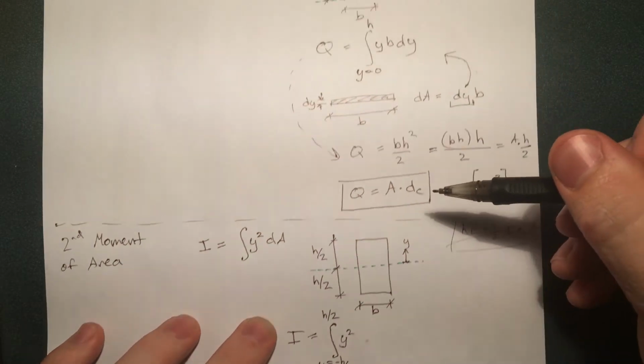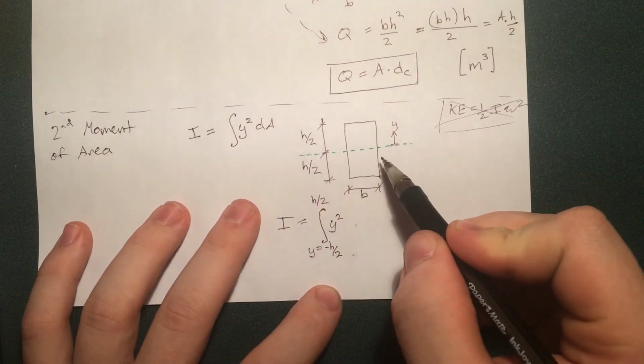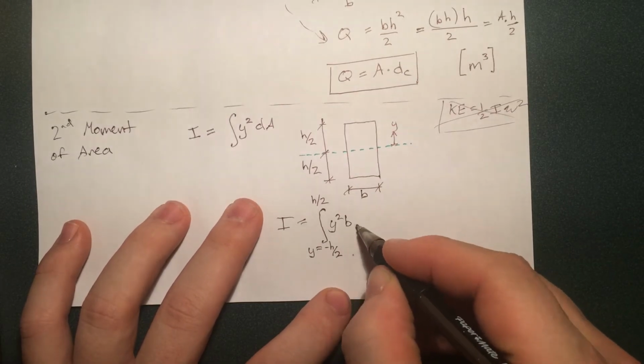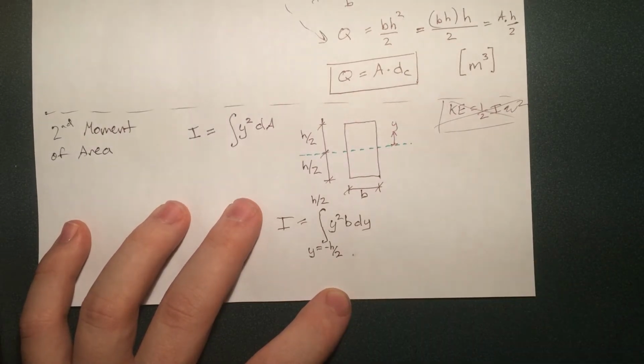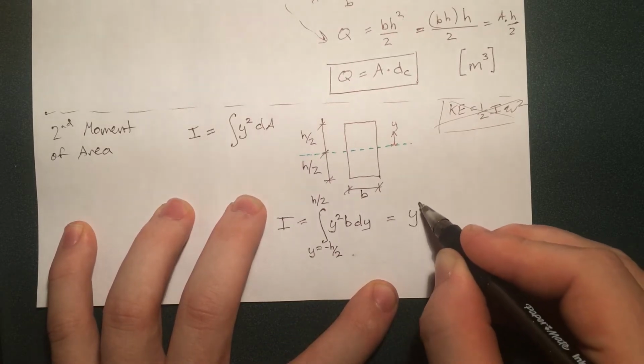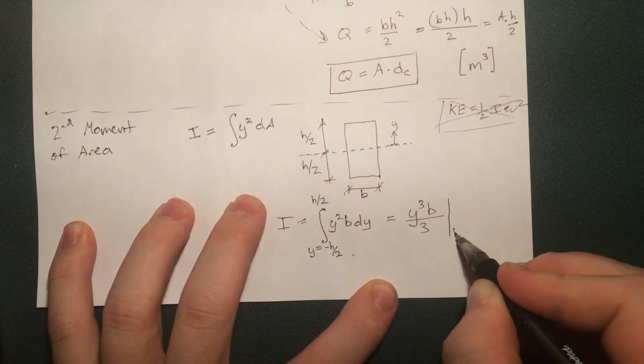Now by the same logic that we found dA over here, we can find dA here. It's just a thin strip of length b and of height dy. So it's going to be b dy. And then you can go through and integrate this. It's going to be, of course, y cubed b by 3, and evaluate it from y equals negative h by 2 to h by 2.